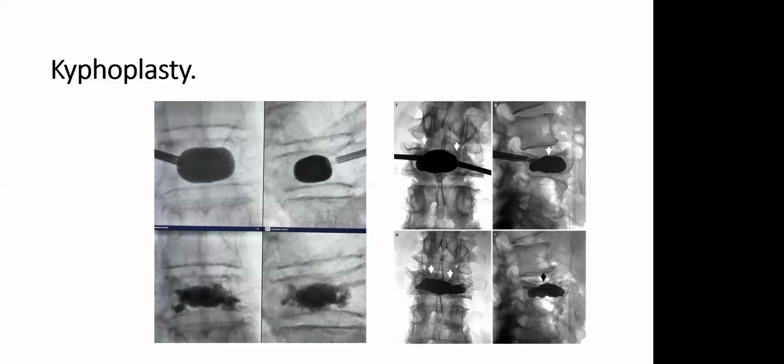The same is being demonstrated here. The first step is to elevate the vertebra to the desired height. Then the cement is injected. After that, you can see the final image with the cement in place. Next.